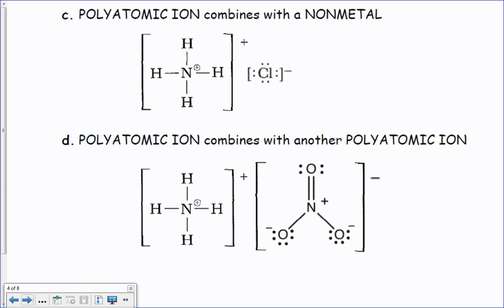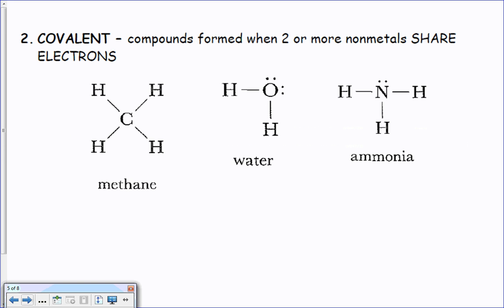A polyatomic ion combines with a non-metal, because I have an ion acting like a metal combining with a non-metal, that will be ionic. A polyatomic ion combining with another polyatomic ion, I have two ions forming ionic. So, four different ways to make an ionic compound.